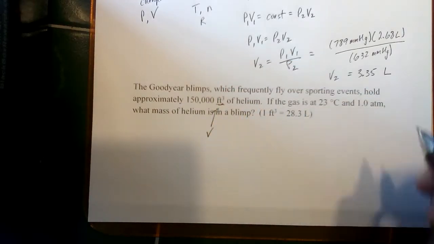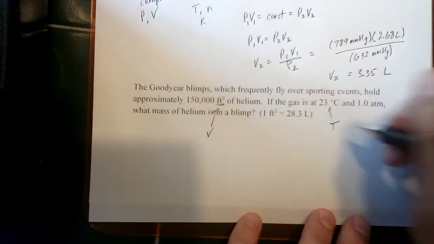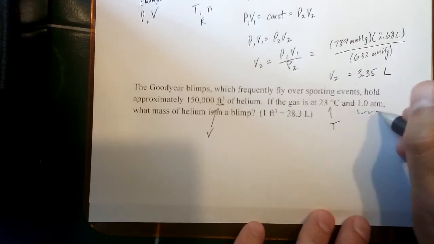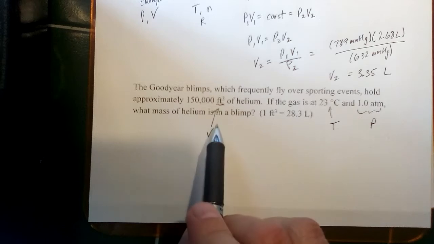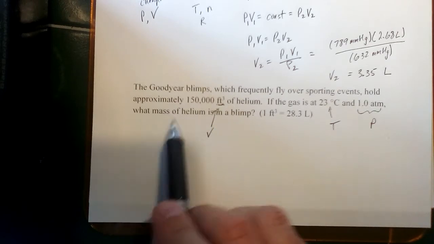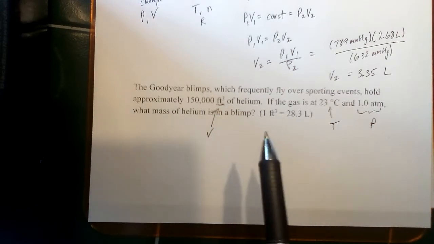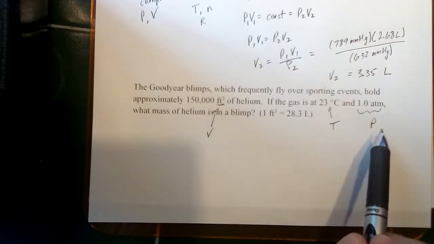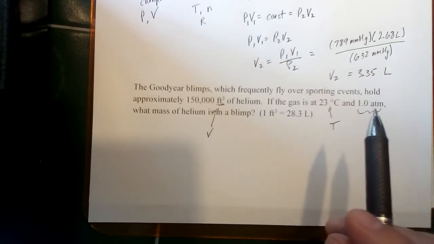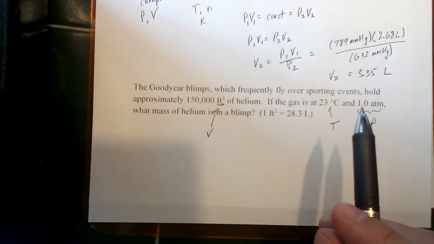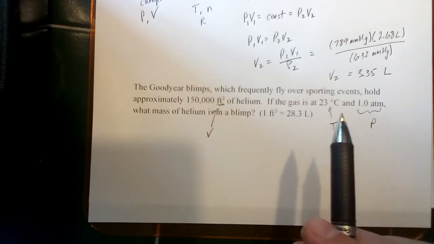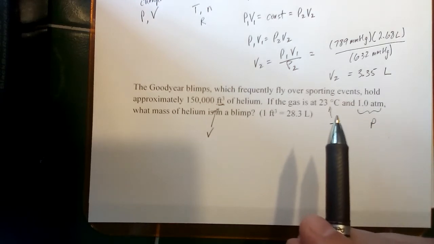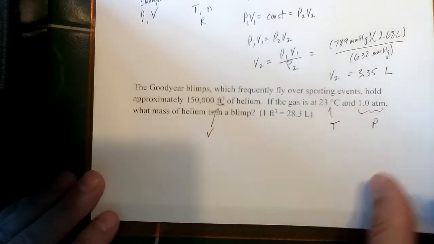If the gas is at 23 degrees Celsius, that's the temperature. And 1 atmosphere, that would be the pressure. Right? What mass of helium is in a blimp? So we're going for mass here, but the important thing to recognize here, V, T, and P, that's 3 of the variables in the ideal gas law, because remember R is not a variable. So we have everything we need here to solve for the remaining variable, which is n. So this question is just going to involve plugging into the ideal gas law.